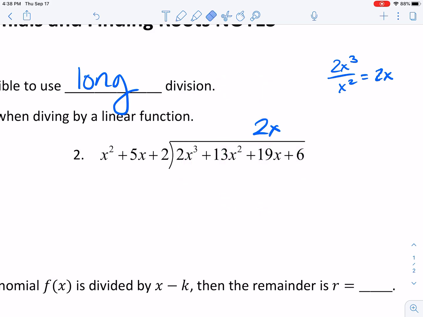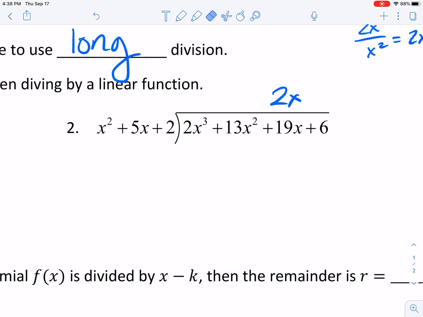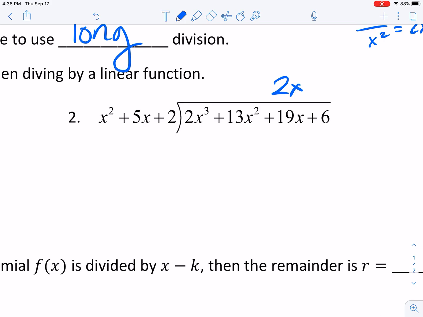So that way everything is lined up and nice and beautiful, and I'm less likely to get lost in the details. So then I multiply that back and I get 2x cubed. If I don't get exactly what I had here, well then we're going to have problems. And then this becomes plus 10x squared, and then I get plus 4x.